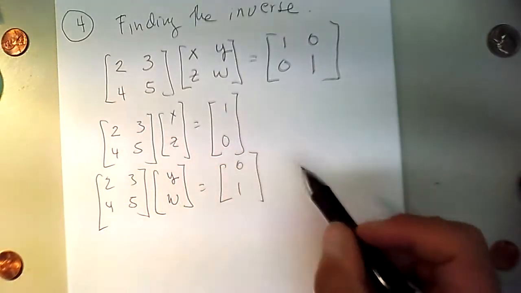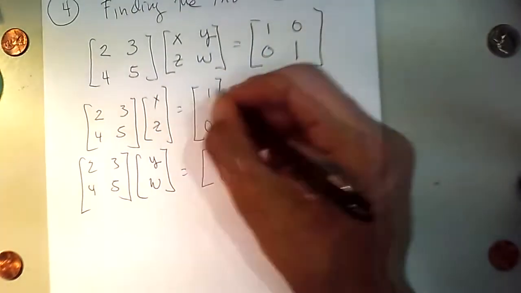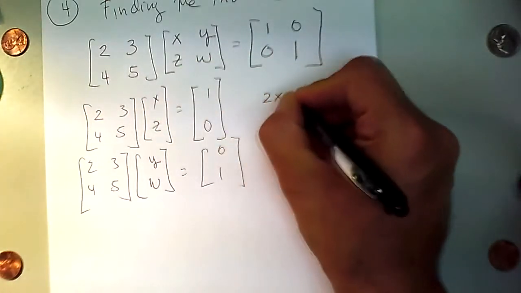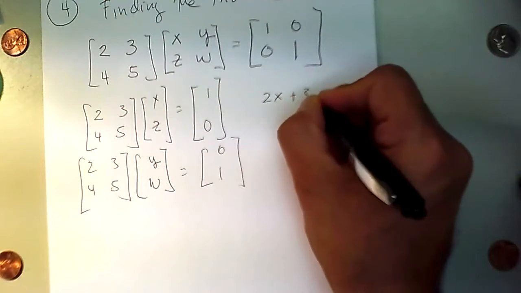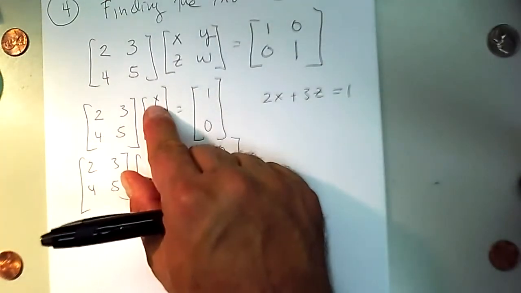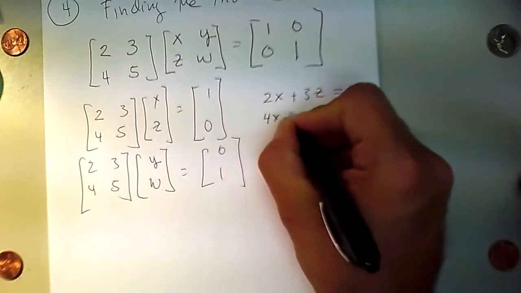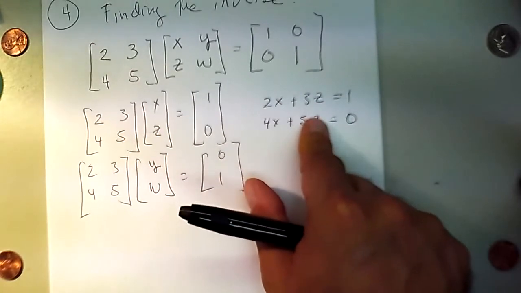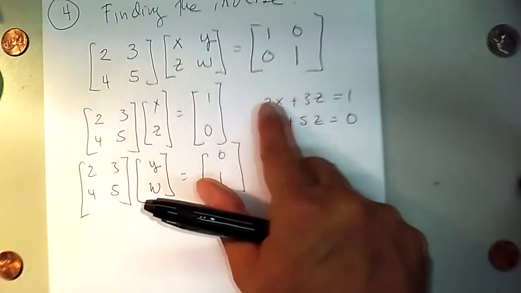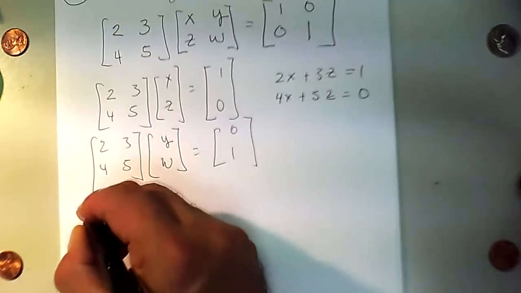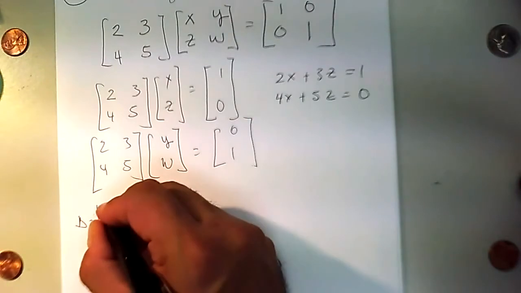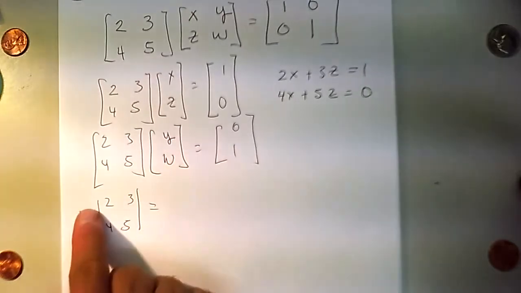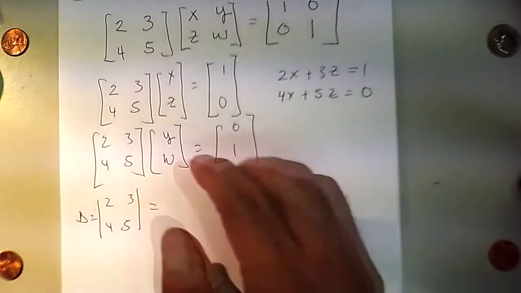Okay. And now let's do this system by Cramer's rule. Now I was going to skip why we can use Cramer's rule, but I'm going to just write it down to make it clear. So this really means 2x plus 3z equals 1, and 4x plus 5z equals 0. So this is the system we're going to solve by using Cramer's rule. And remember, we have to find the determinant of 2, 3, 4, 5, which we do now. So the determinant is the determinant of 2, 3, 4, 5, which is going to give us 10 minus 12, negative 2.